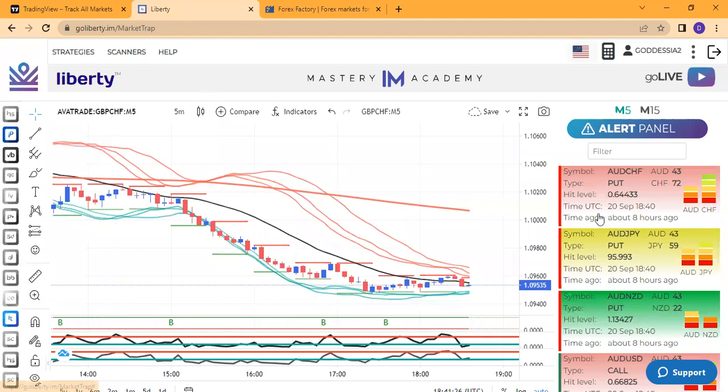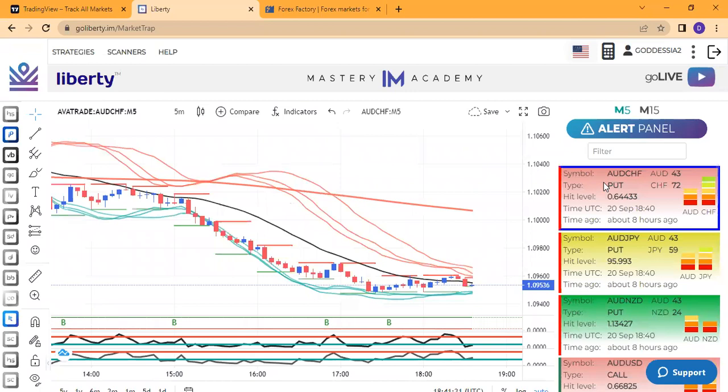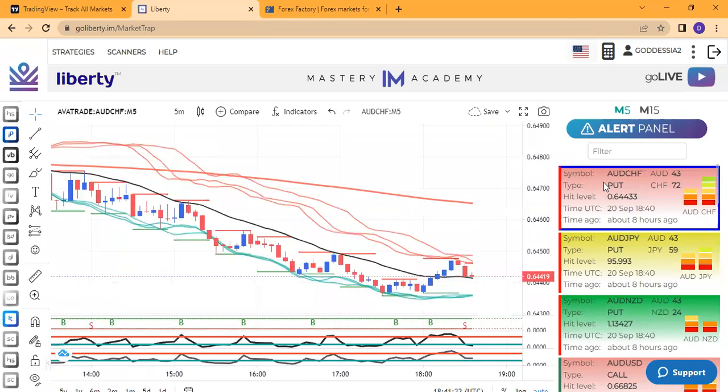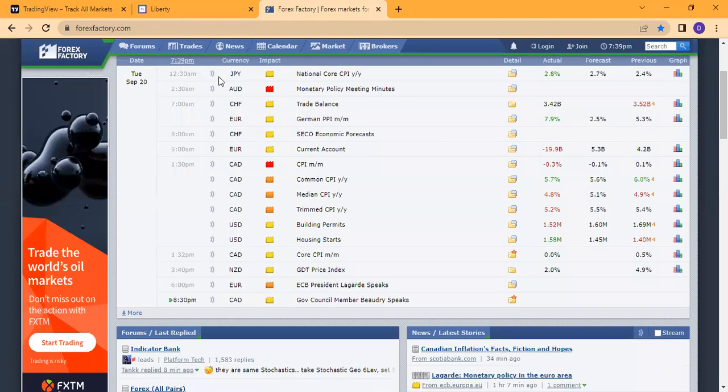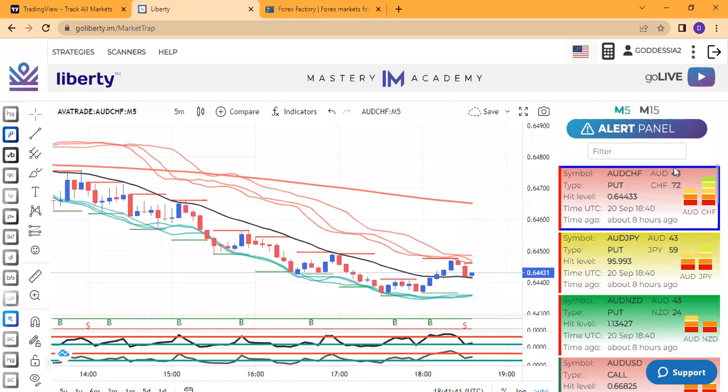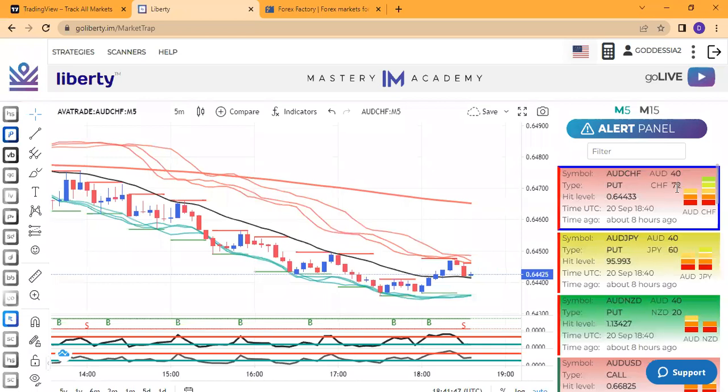Sorry. Okay, now AUD-CHF. Both AUD and CHF are not on the news currently, so it's a very good pair to trade. I will also look at the currencies. The strength meter is far apart. AUD is 40, CHF is 73. So I know that CHF is stronger than AUD, so I'm looking for a sell.